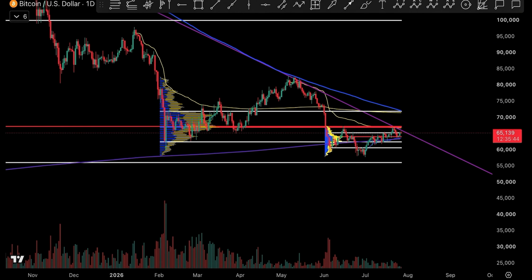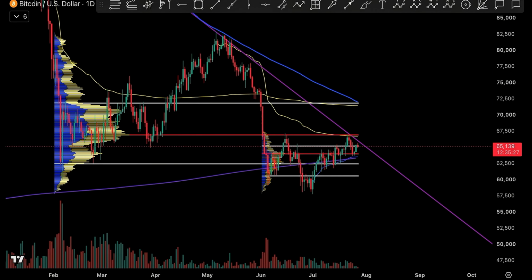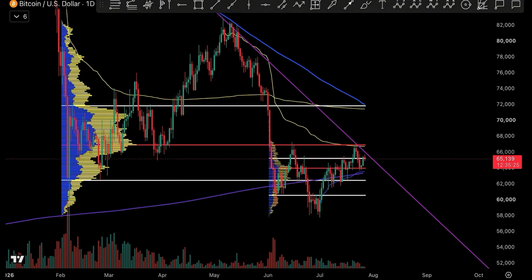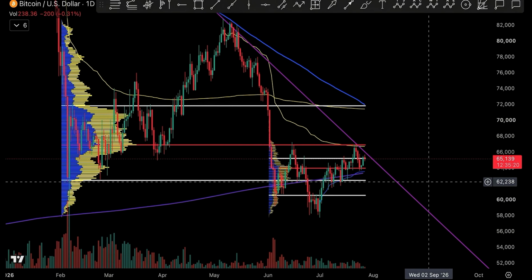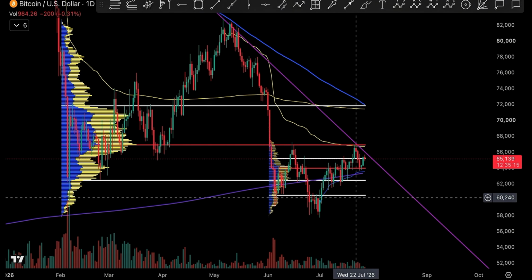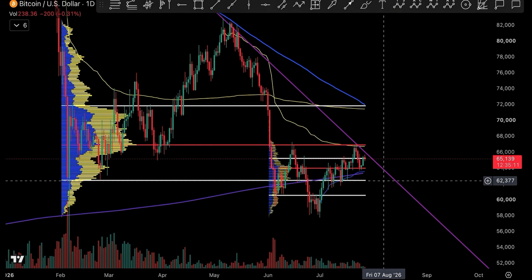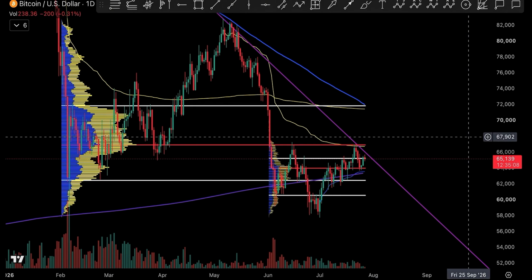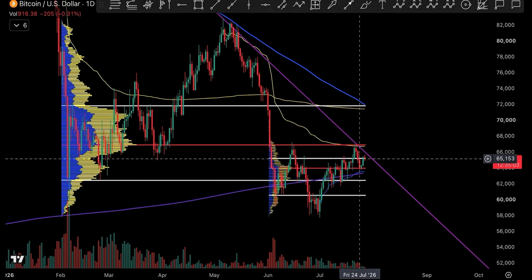So I'm going to disable this volume profile so that the chart can be a little bit cleaner. And now we can see that we have the value area high of this larger range. This is the POC. And what do we have down here? You also have a volume profile. And we have value area low. This is the value area low of this larger range. The point of control of mini range. The value area high of mini range.